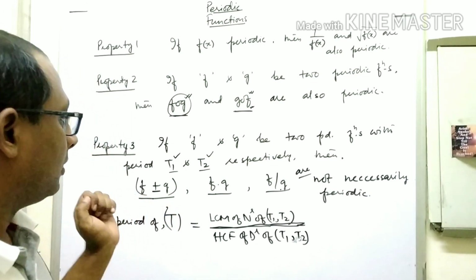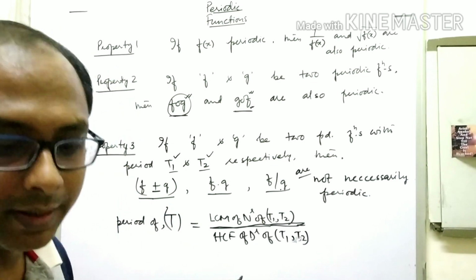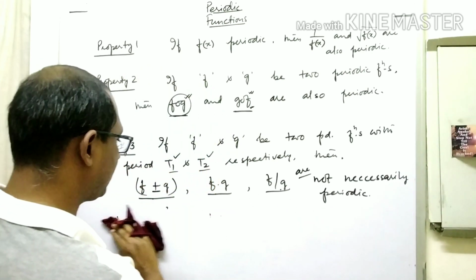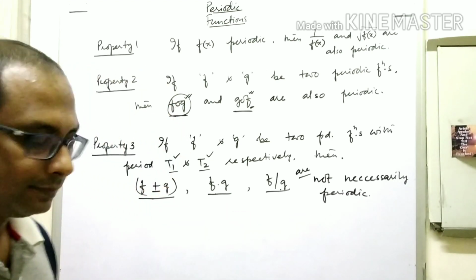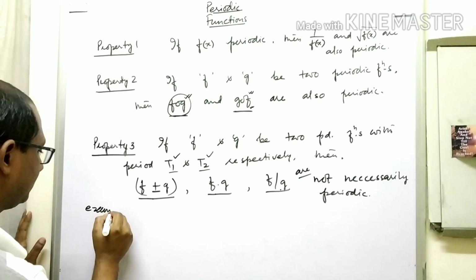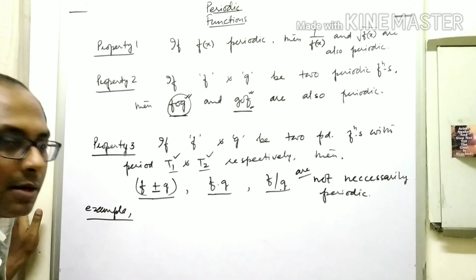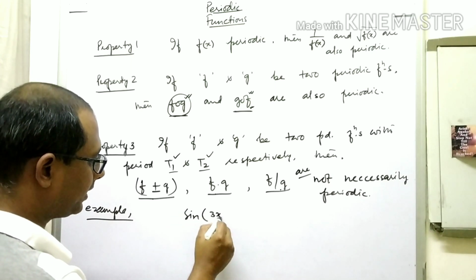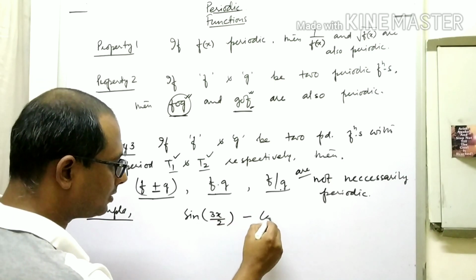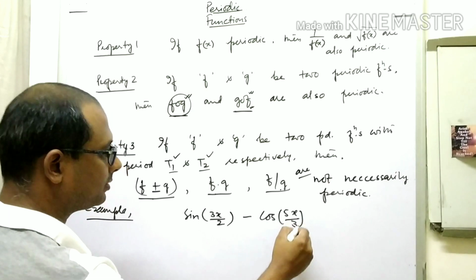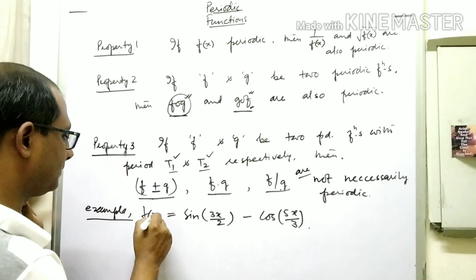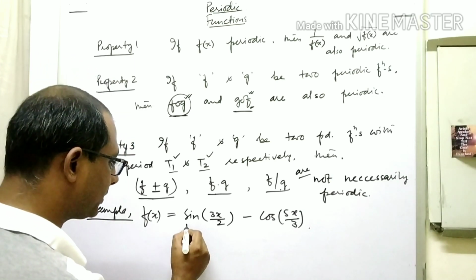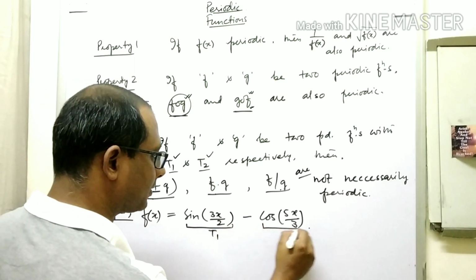Then let us go for one example of this. Suppose I have to find the period of f(x) equals sin of 3x by 2 minus cos of 5x by 3, which is the difference of two functions. We'll take the period of this one as t1 and the period of this one as t2.